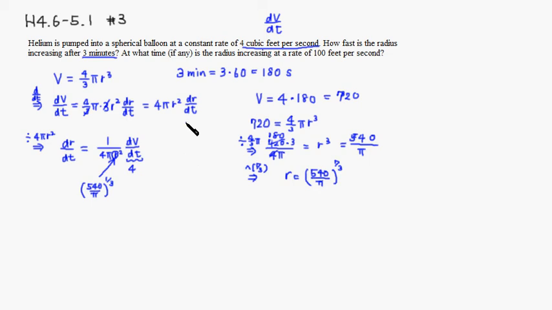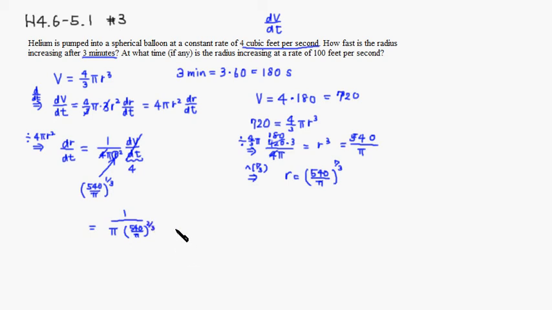Alright, so we can find dr over dt. It's a little bit messy, but you can see the 4 on the bottom and this 4, so the 4 in dV over dt cancel out. So you're going to get 1 over, pi is on the bottom, and the r is 540 over pi to the 1/3 power, but you have to square that, so it's going to be the 2/3 power.